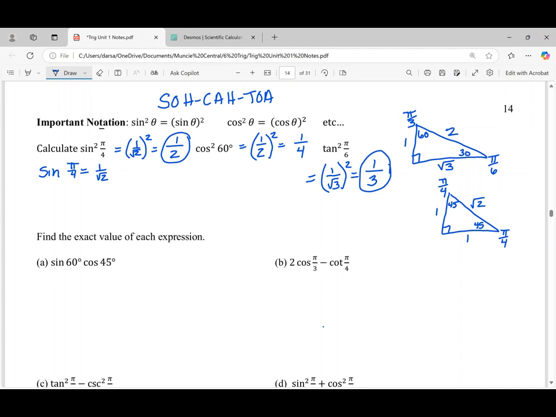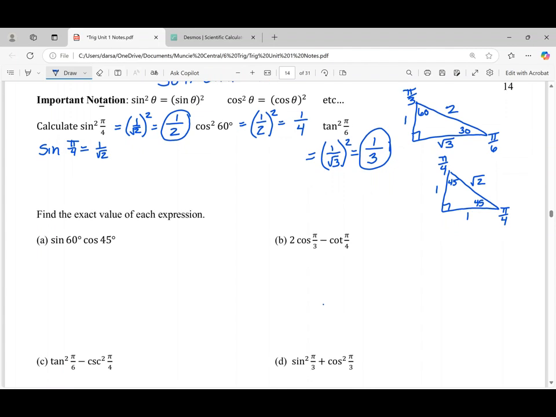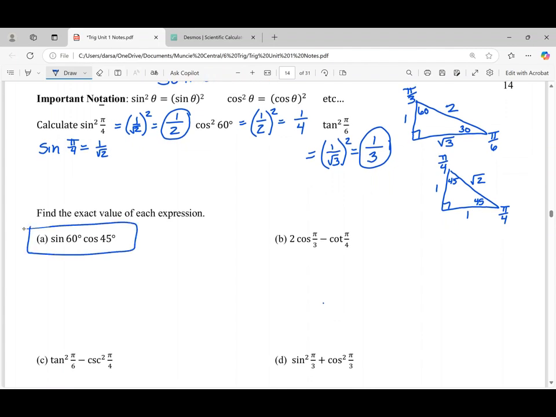Now, we will also have to do things that are a little bit more complicated, like this problem right here. What is the sine of 60 degrees times the cosine of 45 degrees? So again, we just need to start getting really good at using our triangles. So sine of 60 degrees is square root of 3 over 2. Cosine of 45 degrees is 1 over the square root of 2. We'll go ahead and rationalize these. So square root of 3 over 2 times square root of 2 over 2.